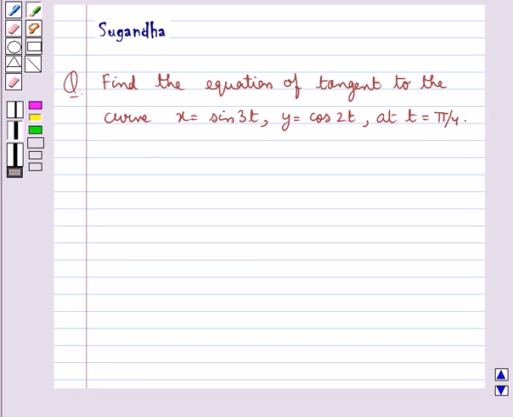In this session, we discuss the following question which says, find the equation of tangent to the curve x equal to sin 3t, y is equal to cos 2t at t equal to pi upon 4.